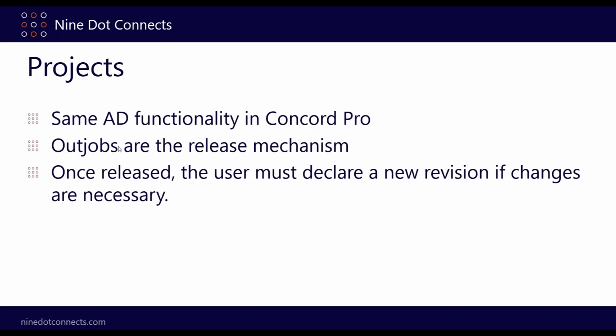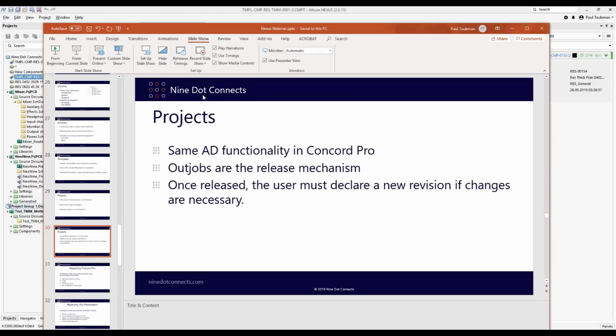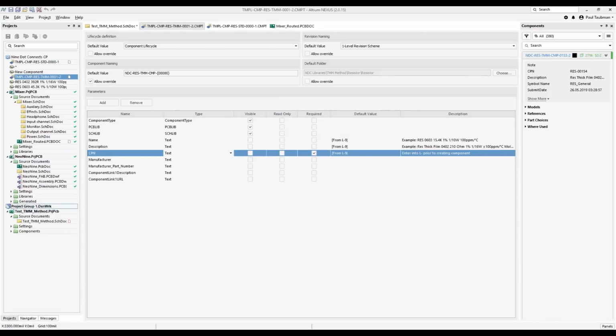Out jobs are really important here. So out jobs you've got to have set up, either they are part of the project or you have them as templates ready to go. And then once you've released something, the user must declare a new revision if changes are necessary there. So before we jump into that polling question, we'll see if we've finished up over here. And I believe we have, so I'll pull this one up.